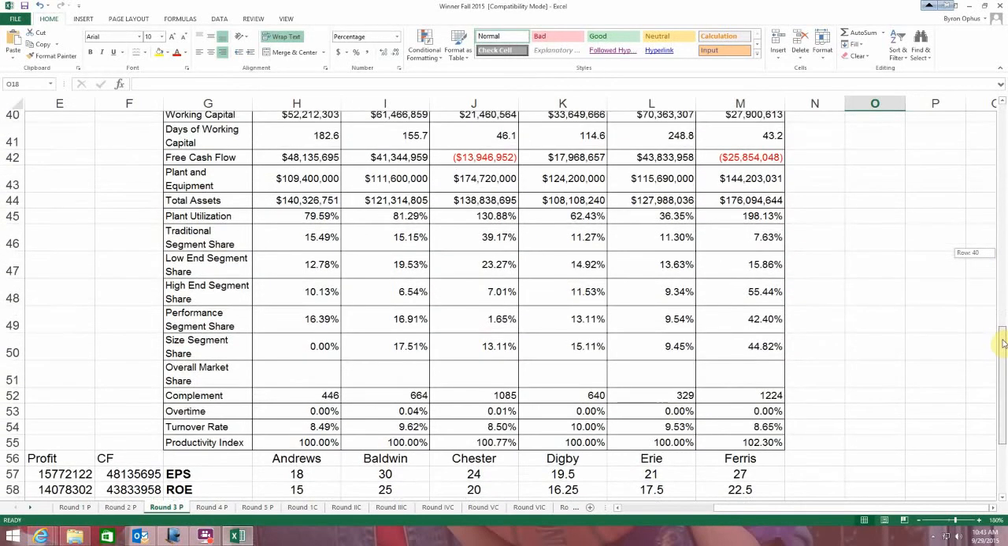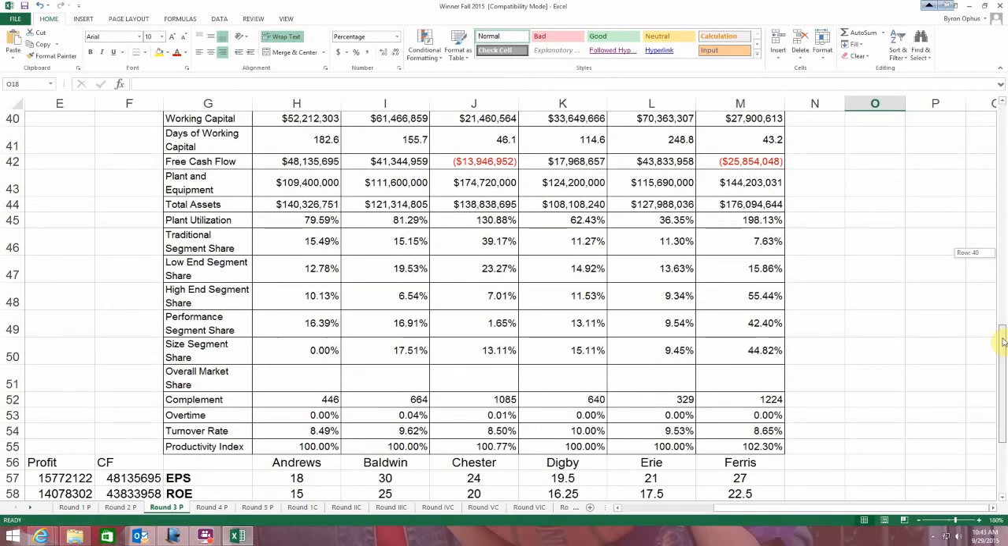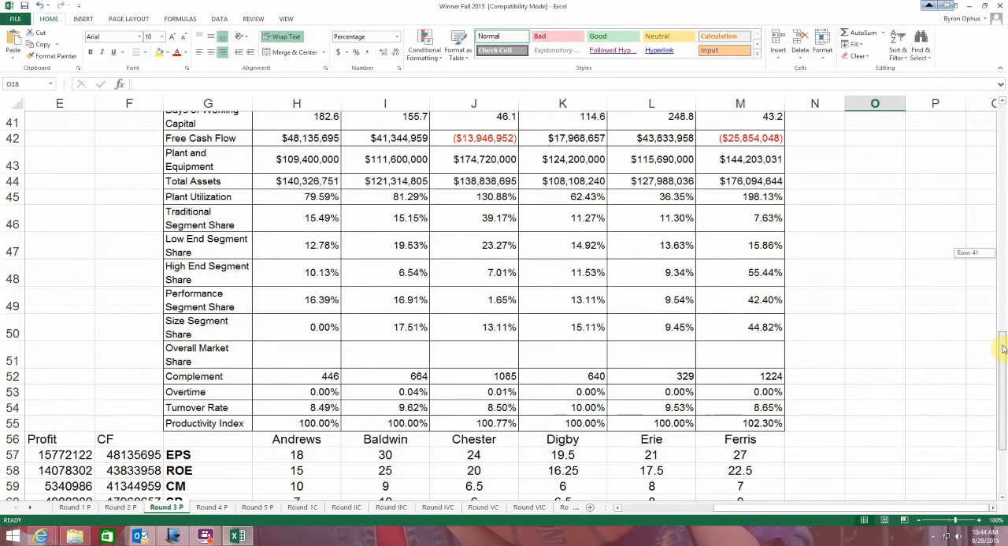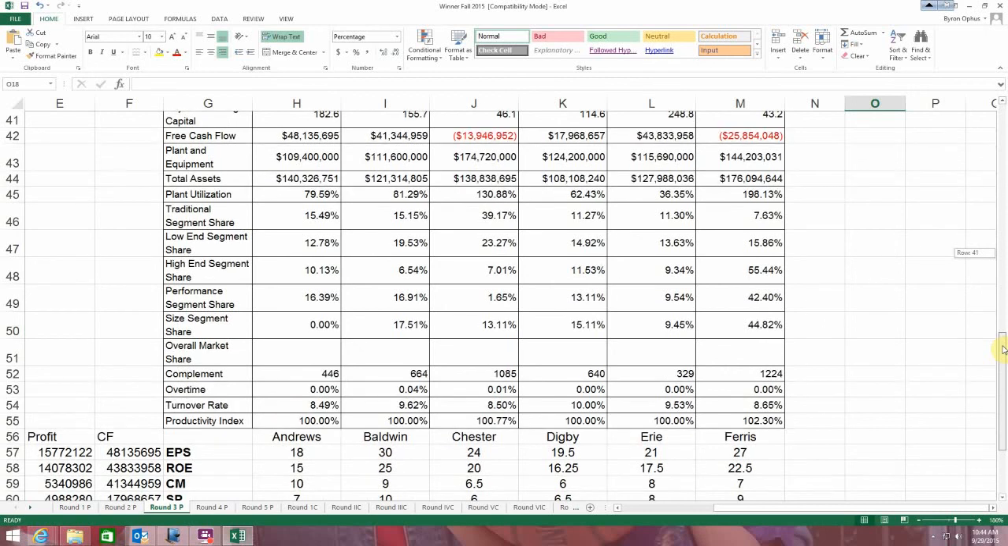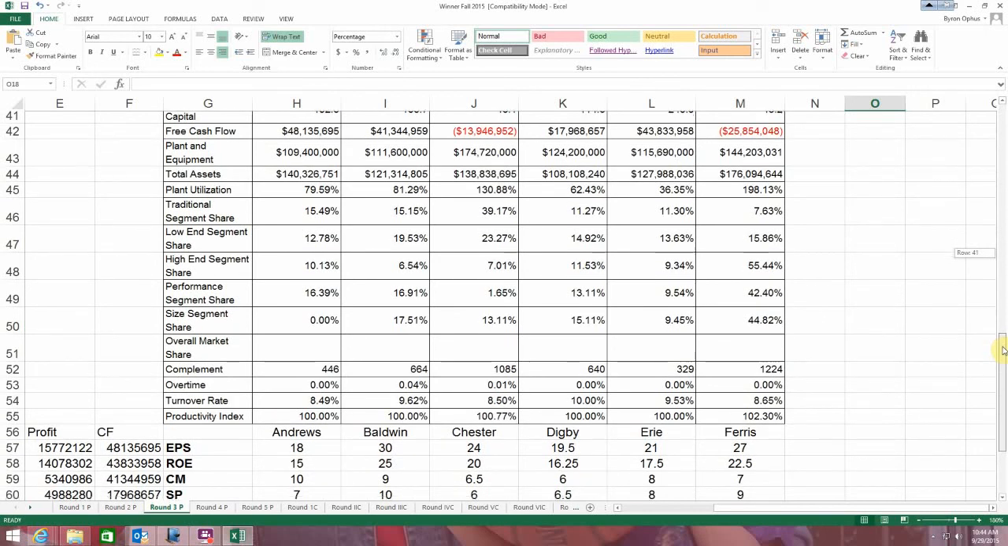Ooh, okay, so Baldwin, earnings per share, the highest. So a student-run team beat the computer team. ROE, Baldwin, the highest. Impressive. Contribution margin, Andrews actually had the highest contribution margin. Good job, Andrews. Nice comeback. Andrews had dug themselves a bit of a hole, and they've actually made a nice comeback. Even though they didn't make a profit this year, they've kind of worked themselves back into a reasonable position.